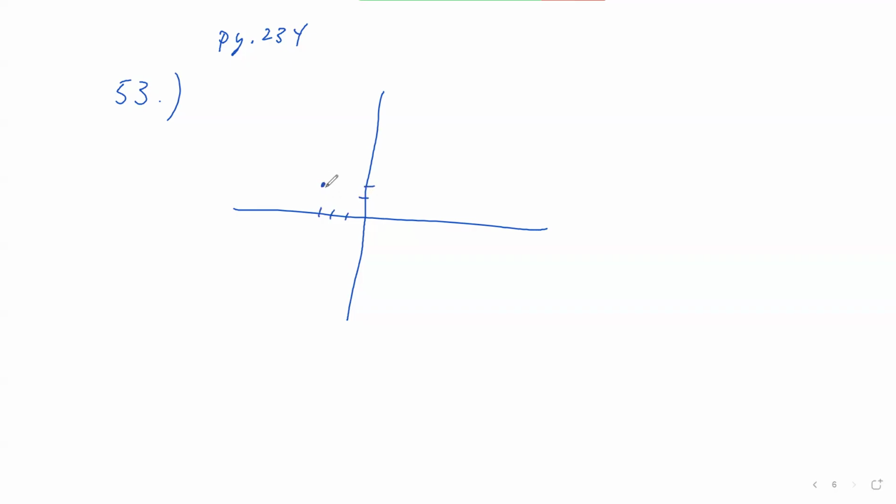There's a point here. There's a point here. There's a point here. There's a point right here. So that would be 2, 2. And then 3, 2.